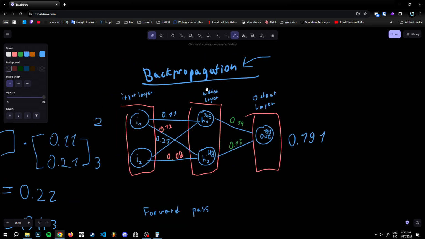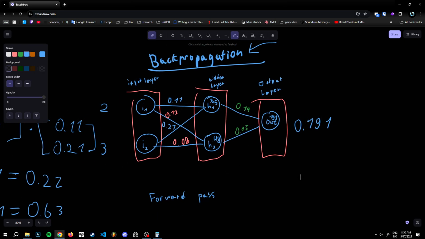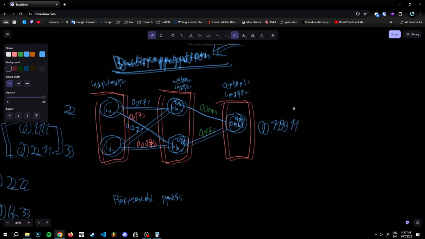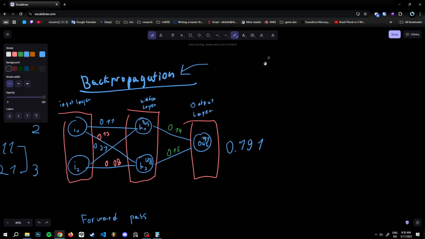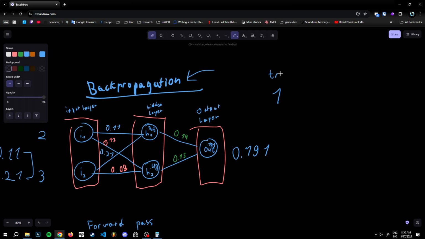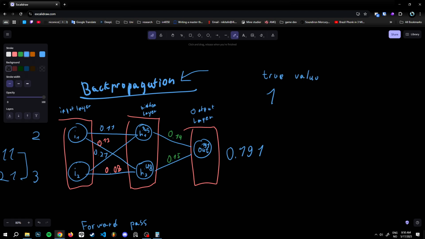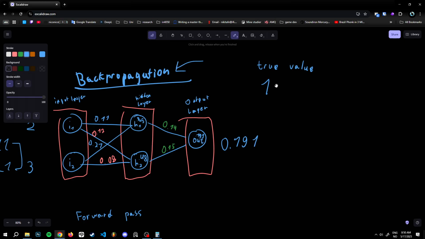All right, but let's focus on our problem over here. What this whole operation just did is a forward pass. Let's say we predicted 0.191, but we predicted wrong, because the true value, or actual output, whatever you want to call it, what you were actually supposed to predict, is just 1. You were supposed to predict 1, not 0.191. And this is where we need to start doing backpropagation.